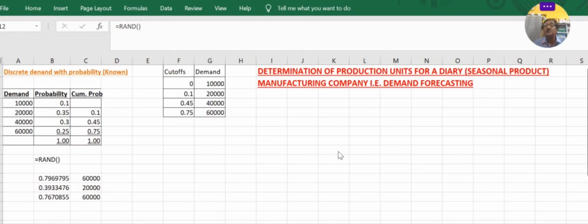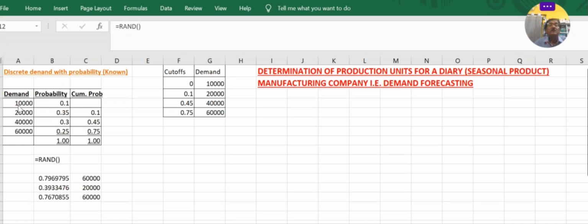Determination of production units for a dairy manufacturing company, which is a seasonal product, that is demand forecasting. This is a very important part for any manufacturing organization. Demand with probability is known for this industry from the past data.